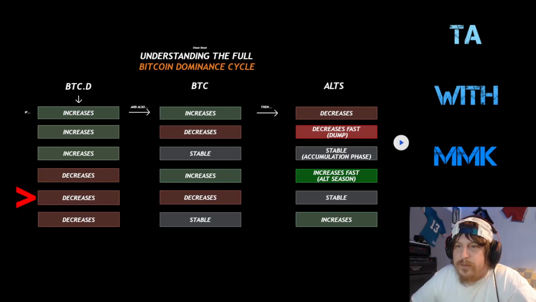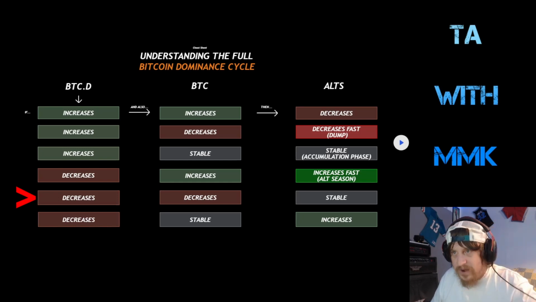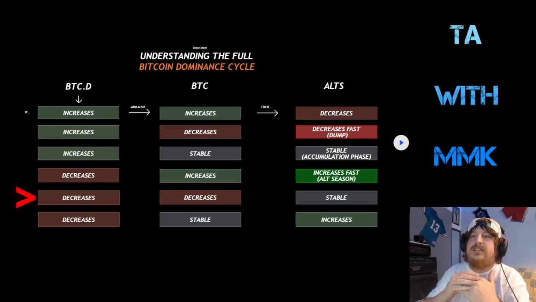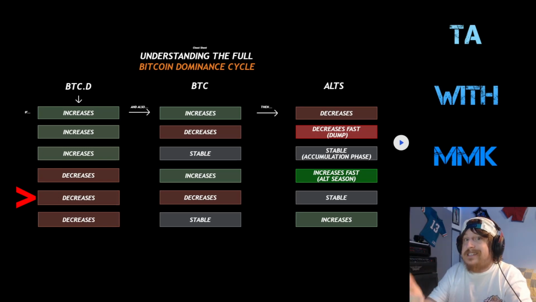5 and 6 we'll go over pretty quick. On the 5th one down, it shows that Bitcoin dominance is decreasing, while Bitcoin itself is decreasing and altcoins stay stable. The reason for this is that people are selling off their Bitcoin, but the dominance for Bitcoin is also coming down, so people are primarily selling their Bitcoin and holding on for the most part to their altcoins, which is why they're staying stable.